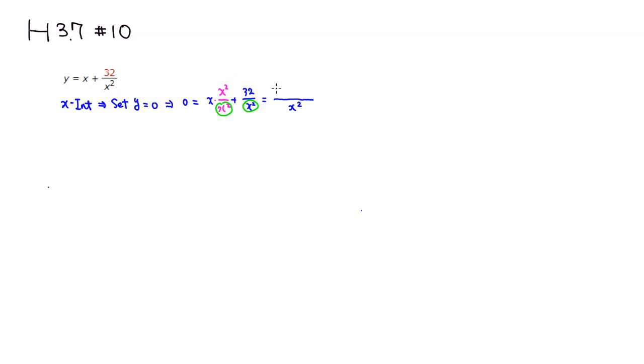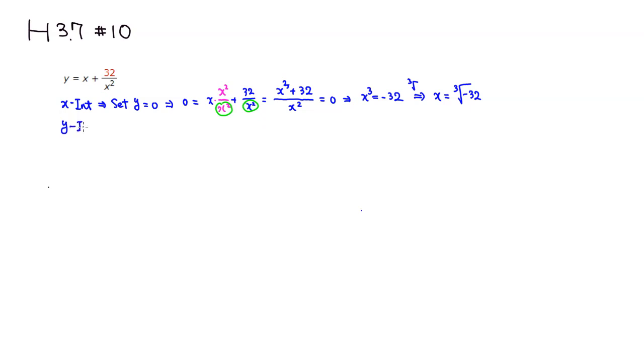Then you have x cubed plus 32. We set that equal to 0. Since the numerator has to be equal to 0, x cubed must be equal to negative 32. We can take the cube root of both sides, then x is equal to the cube root of negative 32. So we got the x-intercept, and let's find the y-intercept.